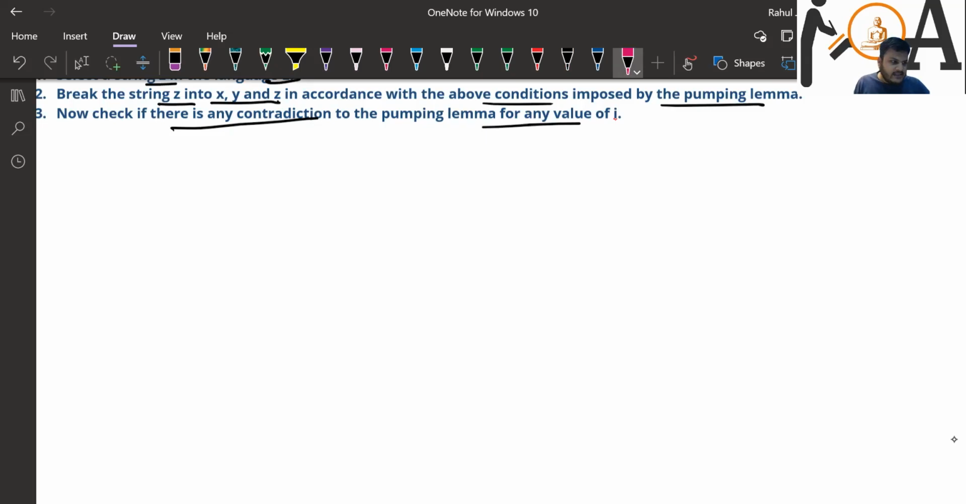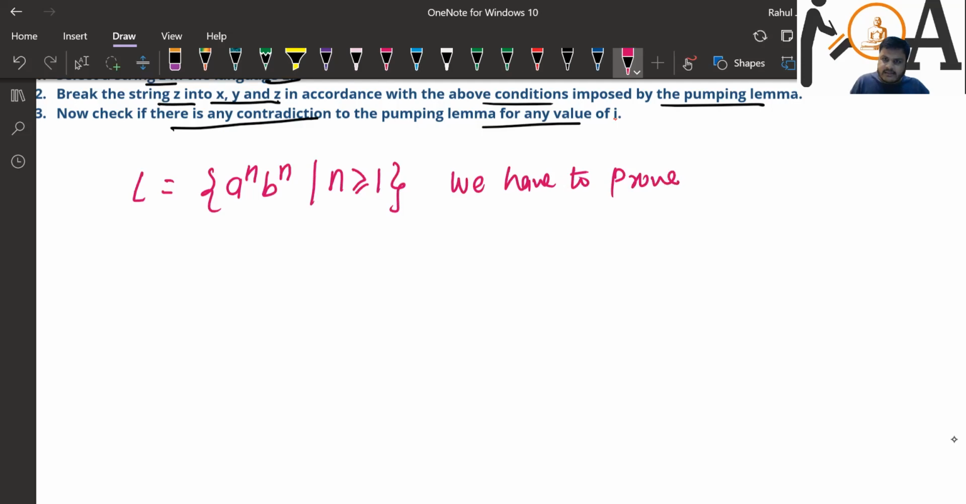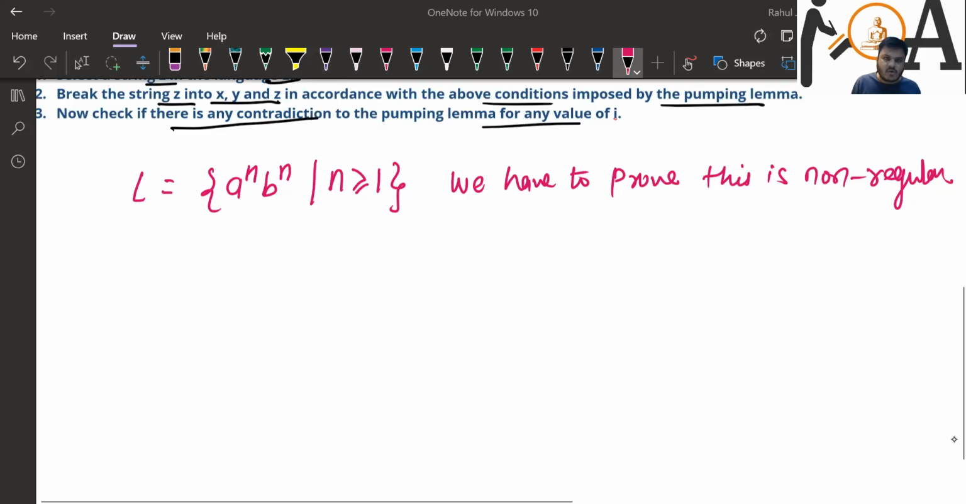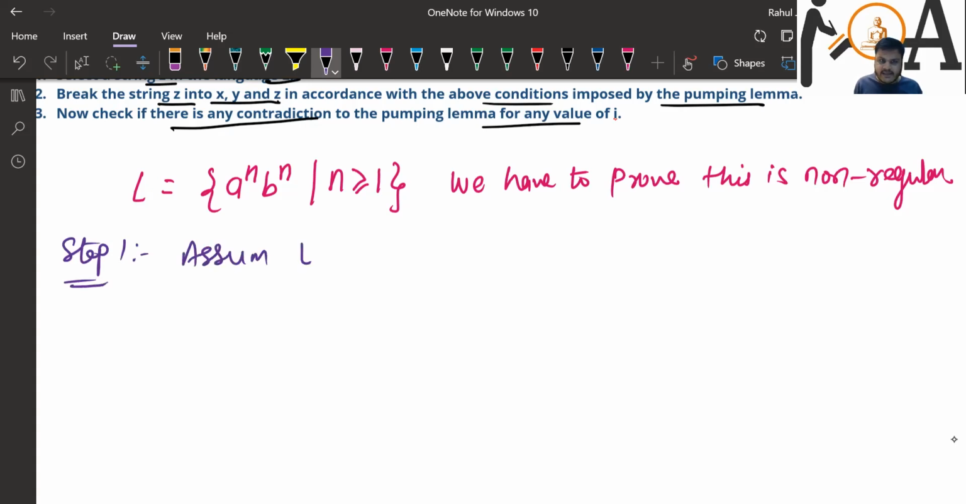Let's say there is a language L equals a to the power n, b to the power n, where n is greater than or equal to 1. We have to prove that this is non-regular. So how to implement the pumping lemma? First, just go by contradiction. If we have to prove it is non-regular, then step 1, assume L is regular. Assume L is a regular language.